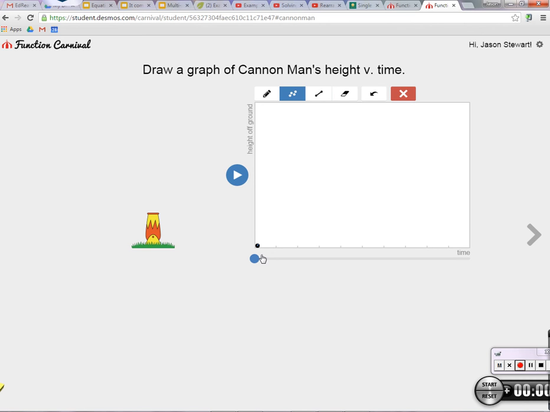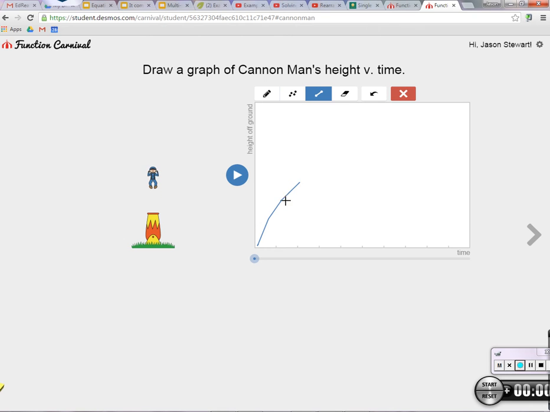Okay. Does he go up at a constant rate? No. The rate changes. Why does the rate change? Because he slows down. Slows down because of gravity. Gravity. He slows down. So he starts off going kind of fast maybe, but then he's going slower and slower, right? Mm-hmm.